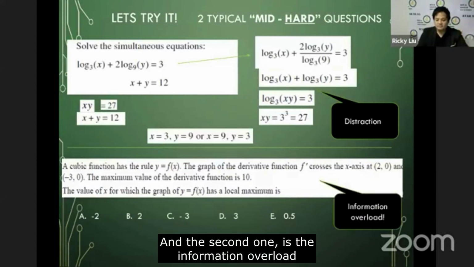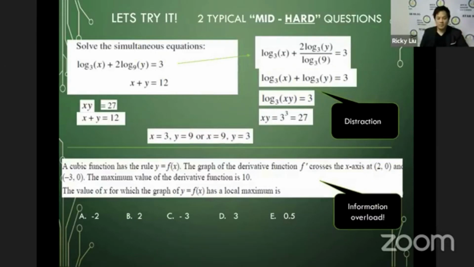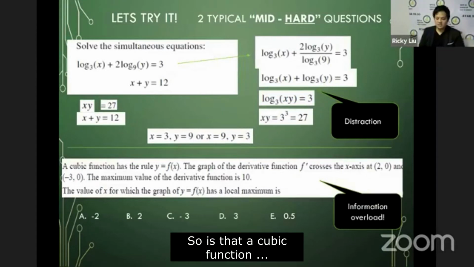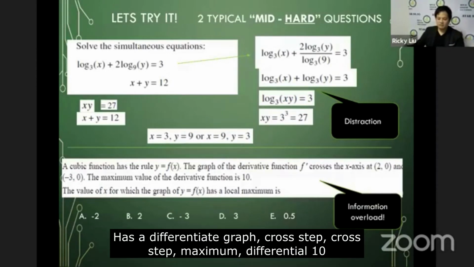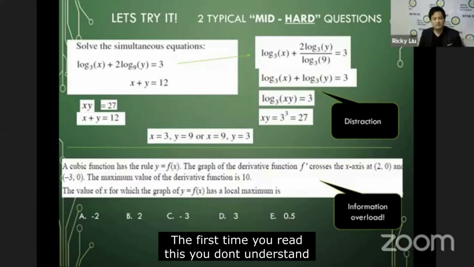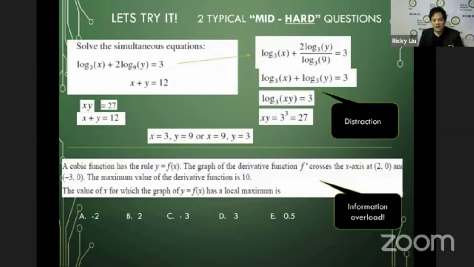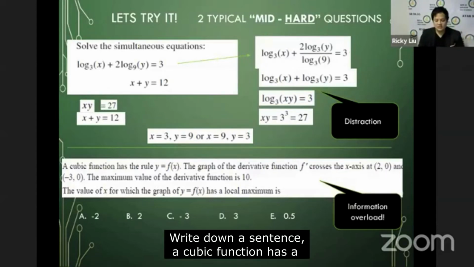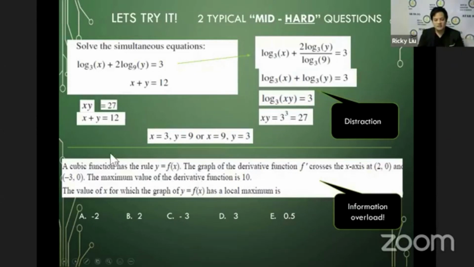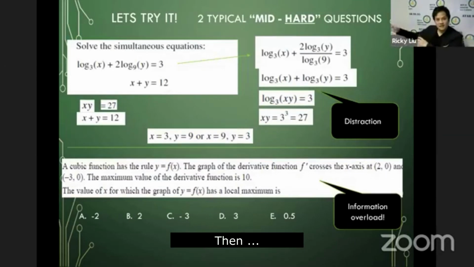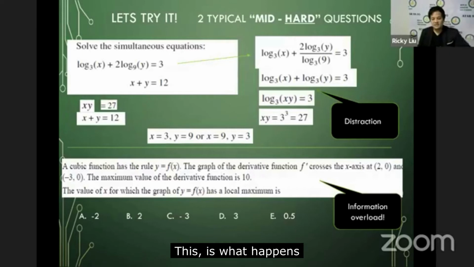And the second one is information overload. You can see these 2 questions. You can read that, yeah? So it is a cubic function, has a differential graph, crosses that, maximum, differentiable 10. You say, what is it talking about? The first time you read this, you don't understand. So instead of writing a whole thing together, write down a sentence. A cubic function has a graph of f(x). You may say, I'm still lost. So a cubic function, okay, a cubic function. Then it's called f(x). This is what happened.